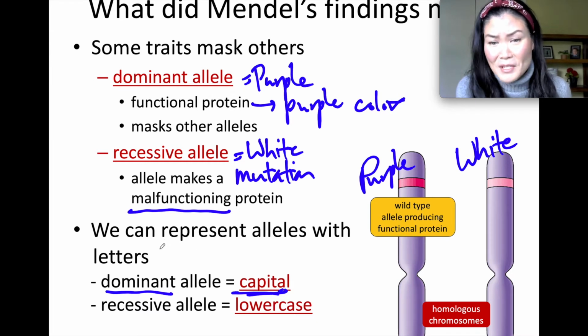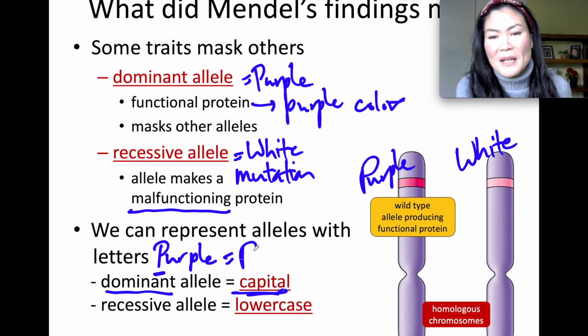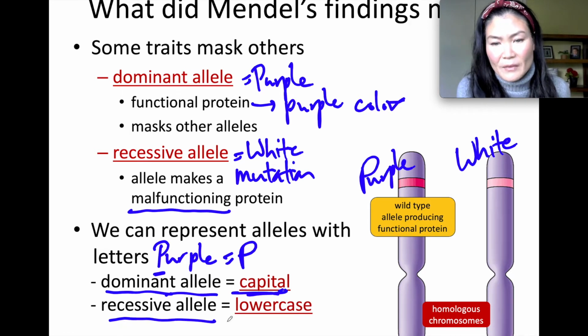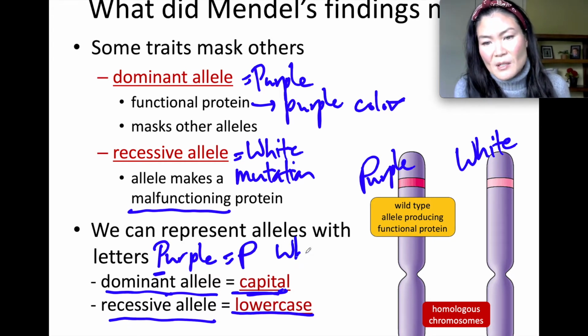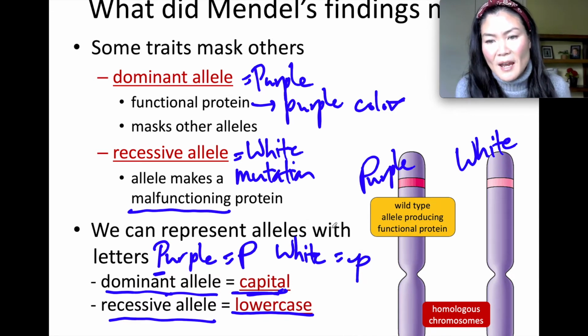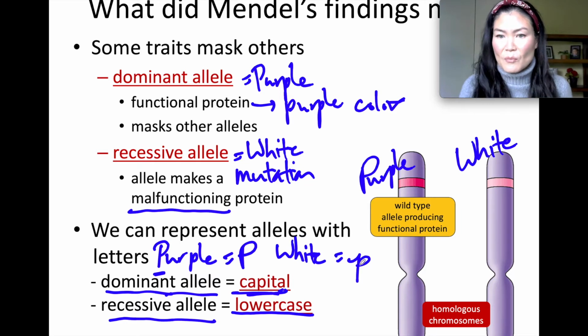So for example, purple is dominant to white. The first letter of that dominant trait, purple, is P. So capital P will be the symbol for the dominant allele. The recessive allele is white, right? But we're going to take the same letter and lowercase it. So the symbol for white is going to be little p. We want to use the same letter. The dominant trait will be capital, but the recessive trait will be lowercase.